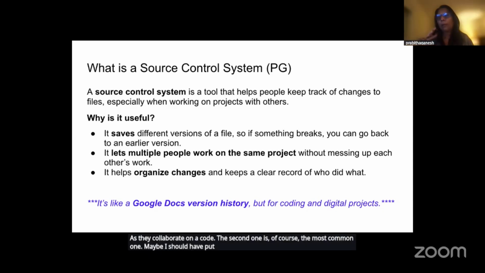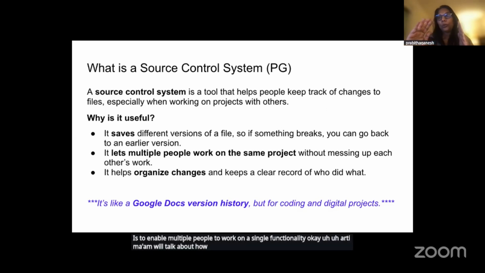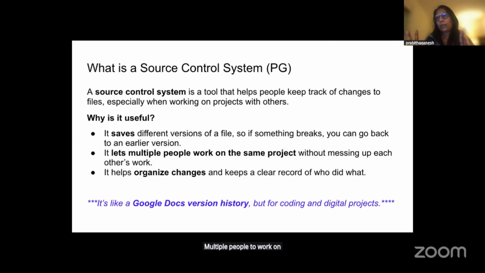The second one is, of course, the most common one. Maybe I should have put this as my number one bullet: the primary reason the source control or version control system exists is to enable multiple people to work on a single functionality. Aarti ma'am will talk about how you don't overwrite each other, because each of you will have a local copy. When you finally merge the copies, it becomes one consolidated copy. We'll talk about how it enables multiple people to work on the same project.